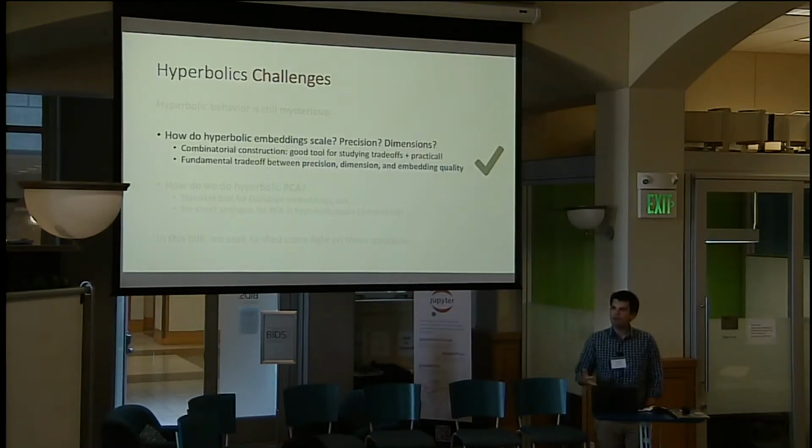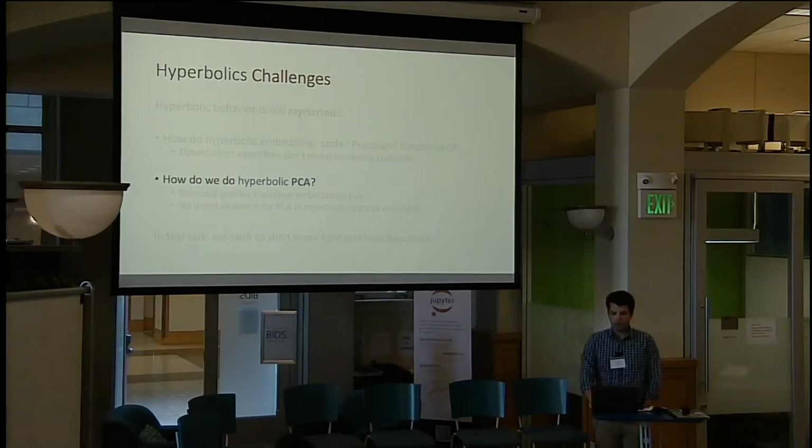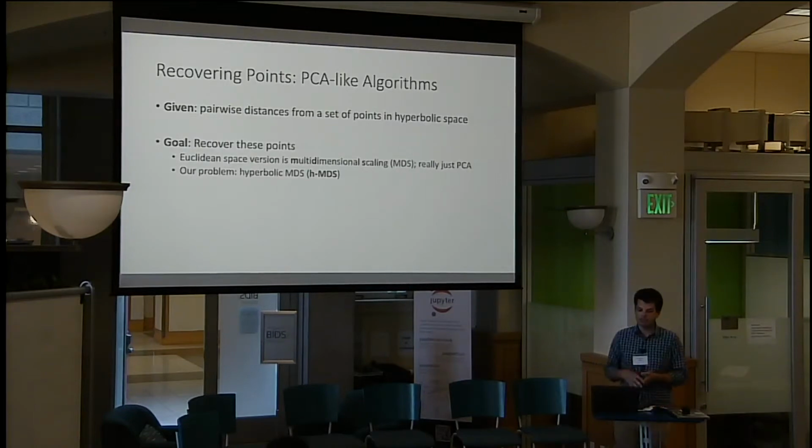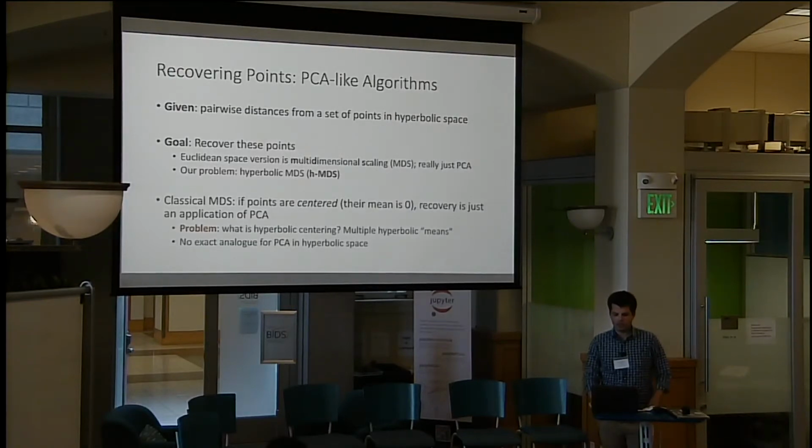So this is what we figured out in terms of these trade-offs and how you actually embed trees. The other question we sought to answer was what we do about PCA. The idea of PCA here is, let's say I have a set of points that I know is lying in space. I only get their distances. I don't know what their actual coordinates are. Can I recover those coordinates or some version of them from the distances themselves? In Euclidean space, it's very nice. As long as you assume the points are centered, that they have mean 0, you can just factorize that distance matrix and you get the coordinates directly. So this is MDS or PCA.